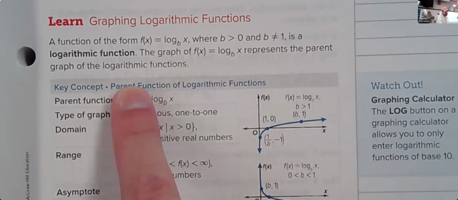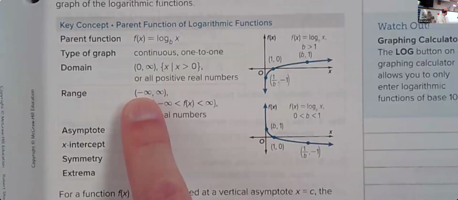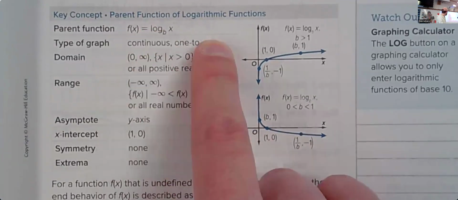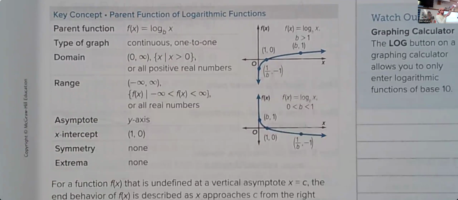represents the parent graph of the logarithmic function we just talked about. So here's our parent function. Type of graph, continuous, 1-to-1. Continuous just means there's a nice curve to it. You can connect all the points and it makes a function on your graph. 1-to-1 means for every x value, there's exactly one y value.